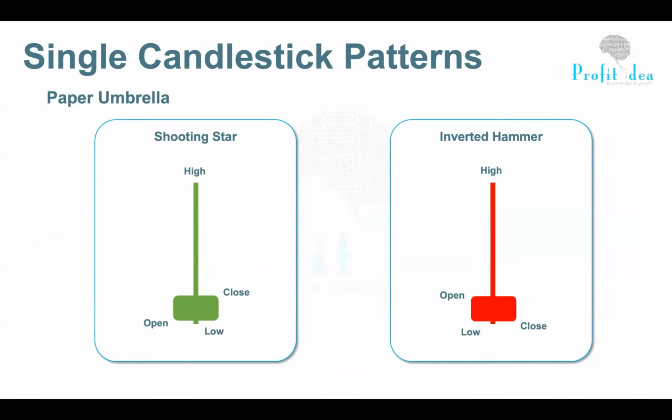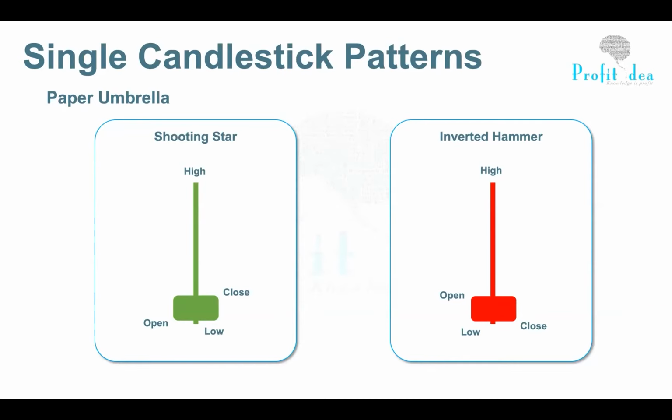Now, when I say a single candlestick pattern, I'm talking about a pattern called the paper umbrella. When I say paper umbrella, I'm referring to two types of candle. One is the shooting star, and another one is the inverted hammer.